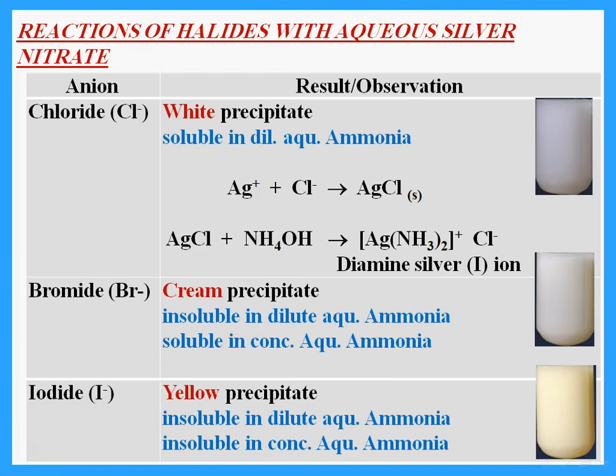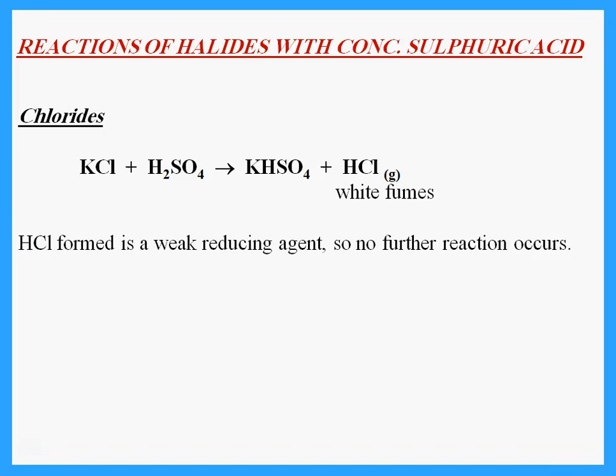So remember, for all of these, we add dilute nitric acid and silver nitrate. The precipitate that comes out, if it is soluble in dilute aqueous ammonia, it's chloride. If it dissolves in concentrated aqueous ammonia, it's bromide. If it doesn't dissolve in any of that, then it is iodide.